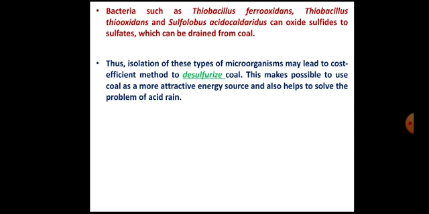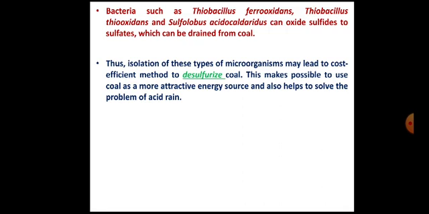Bacteria such as Thiobacillus ferrooxidans, Thiobacillus thiooxidans, and Sulfolobus acidocaldarius can oxidize sulfides to sulfate. This is a very important property that can be used for purification of coal. So these bacteria can be used for the treatment of coal, because coal contains sulfides, and these sulfides may lead to pollution, means the burning of coal containing sulfide leads to problems such as acid rain. So the isolation of these types of microorganisms may lead to a cost efficient method to desulfurize coal, the removal of sulfide or conversion of sulfide to sulfate. This is called desulfurization.